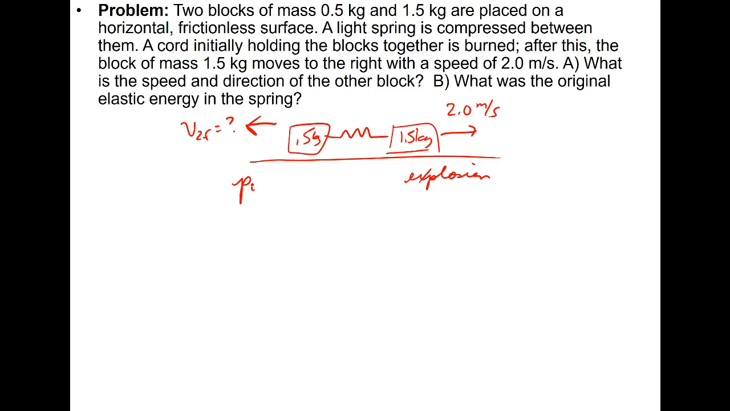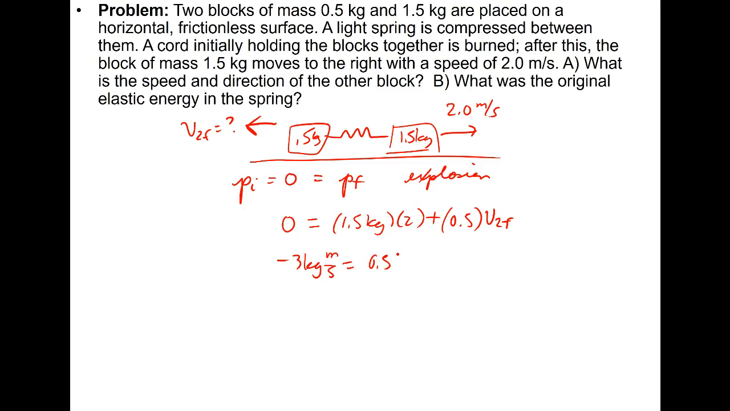This is another example of an explosion problem, and it's similar to the last one with the cannon, where initial momentum is equal to 0, and so that has to be equal to final momentum. So 0 is equal to 1.5 times 2 plus 0.5 times V2 final. So negative 3 kilogram meters per second is 0.5 kilograms times V2 final. And we're going to get V2 final is equal to 6 meters per second, with the negative sign. Again, this is the same idea. Because we have 1/3 the mass, we have to have 3 times the velocity.